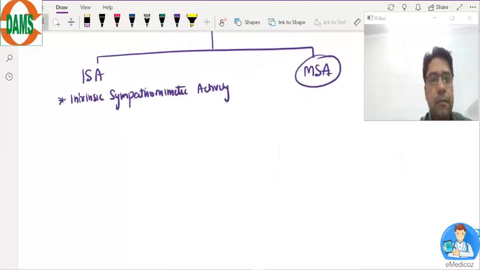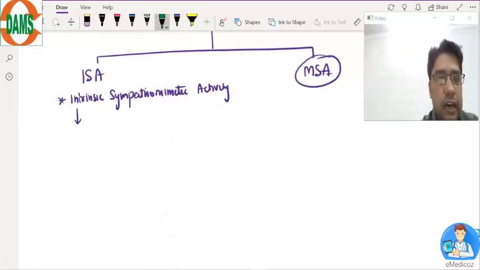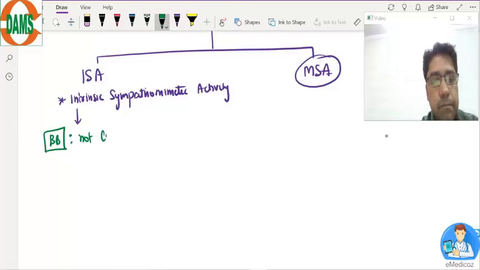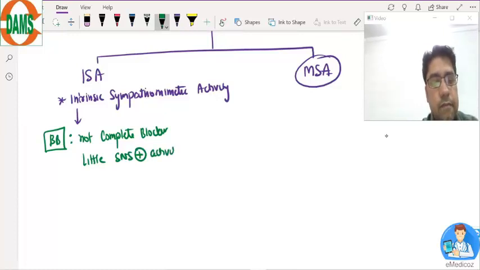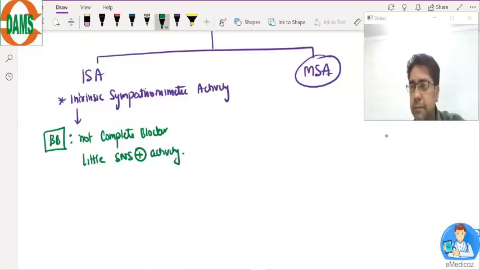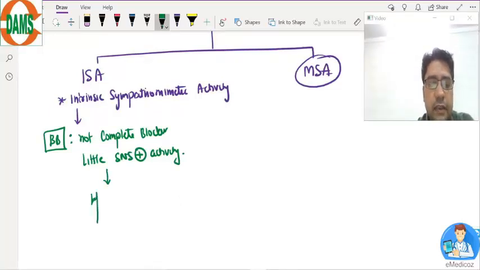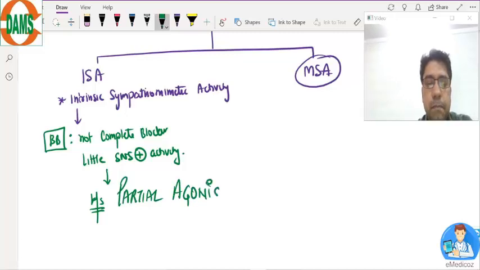Now intrinsic sympathomimetic activity means that these beta blockers are not complete blockers. They have a little bit of sympathetic activity. Can we call these beta blockers partial agonists?